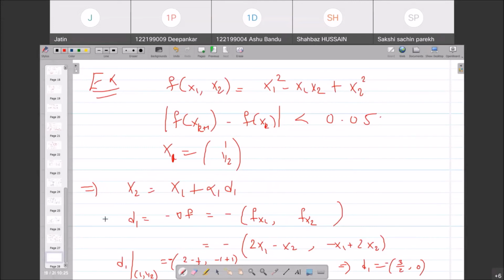Let me just repeat whatever I am doing. In the first step, I want to find x2. I know by the descent method it is x1 plus alpha 1 d1. What is d1? It is minus of grad f. So you find grad f, you take the minus sign, and at the point 1 comma half, you find d1, which is minus 3 by 2 comma 0. So we get d1 to be minus 3 by 2 comma 0.